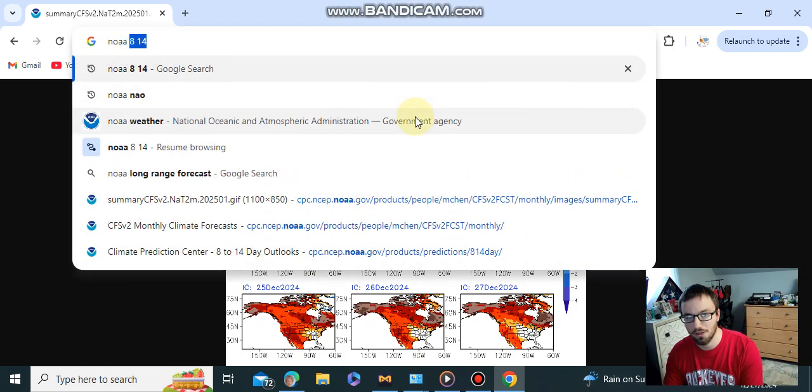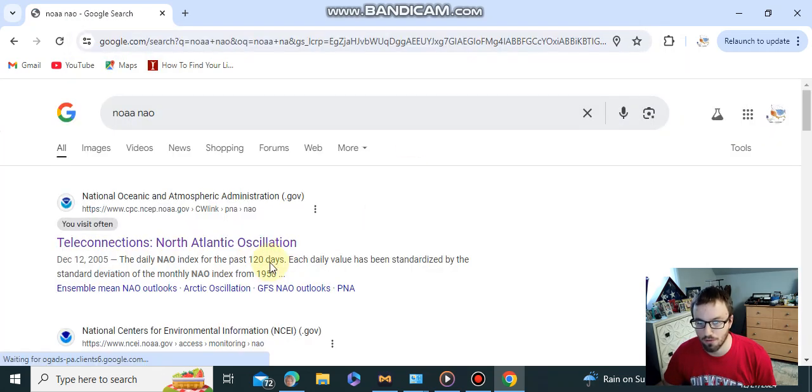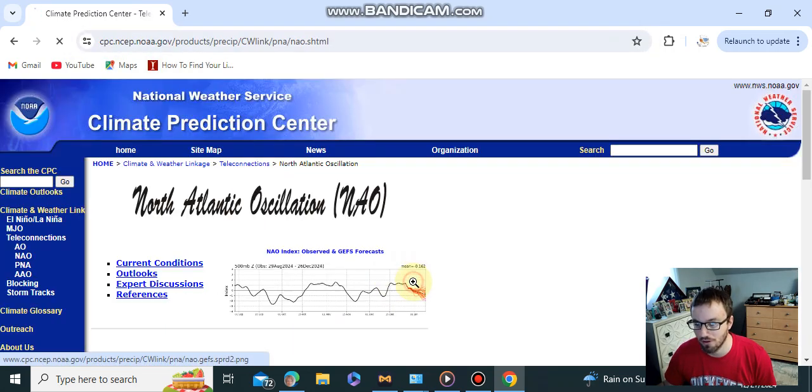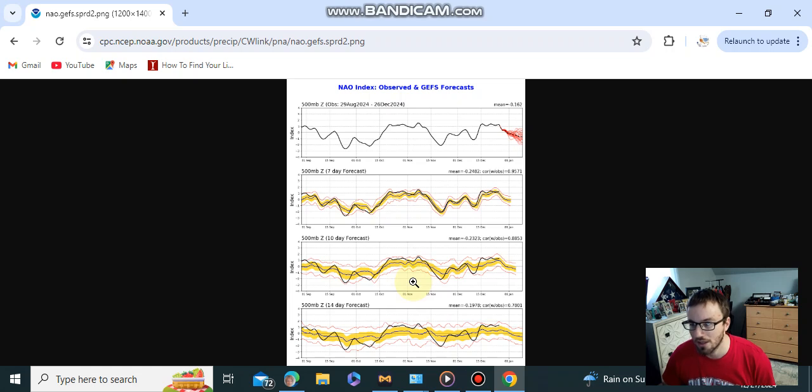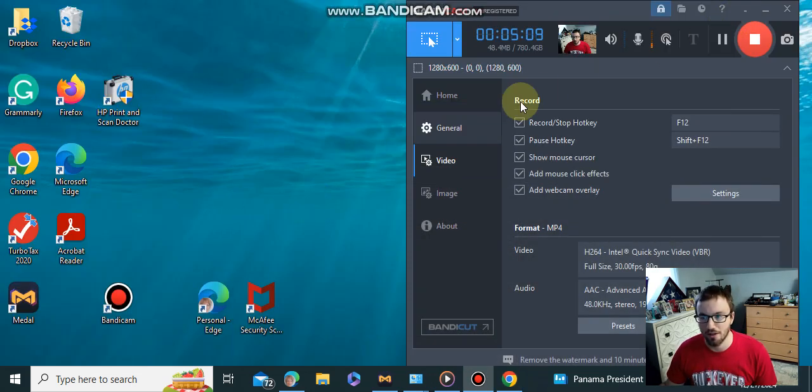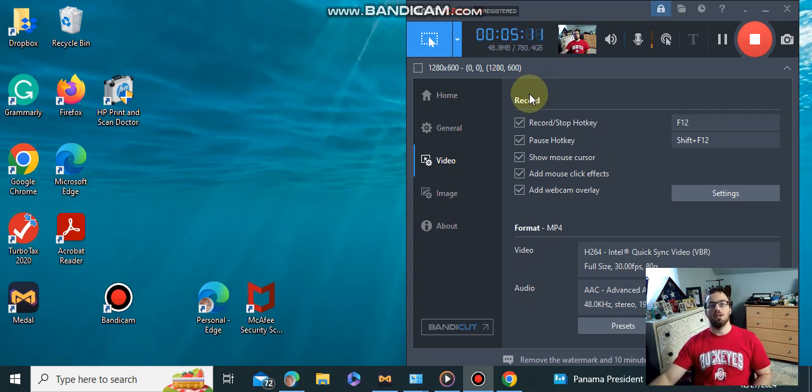Last but not least, let's take a look at our NAO. This has got to go negative, and it's not really getting negative, but it is a little bit negative. So there are going to be other factors in play to bring this cold to January. And that's not to say the NAO won't go negative in January. That's just to say right now it's not.